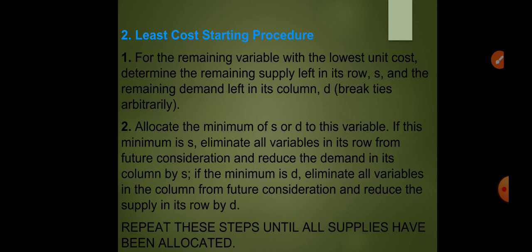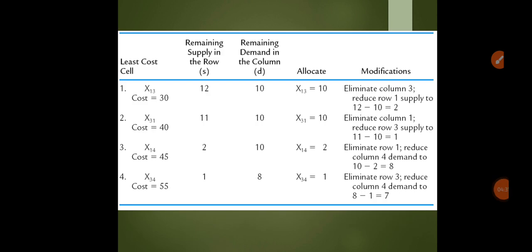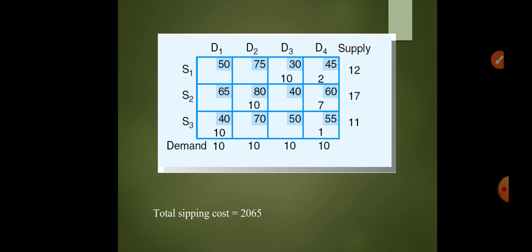If this minimum is S, eliminate all variables in its row from future consideration and reduce the demand in its column by S. If the minimum is D, eliminate all variables in the column from future consideration and reduce the supply in its row by D. Repeat these steps until all supplies have been allocated. The general form of the transportation problem. This is the example of the least cost method.